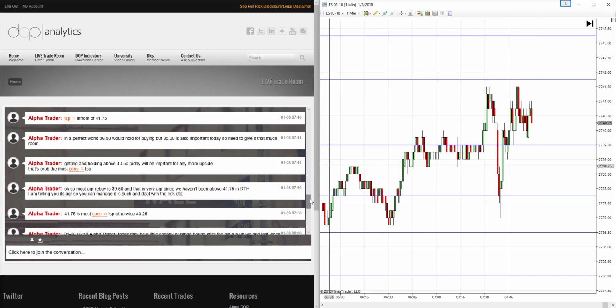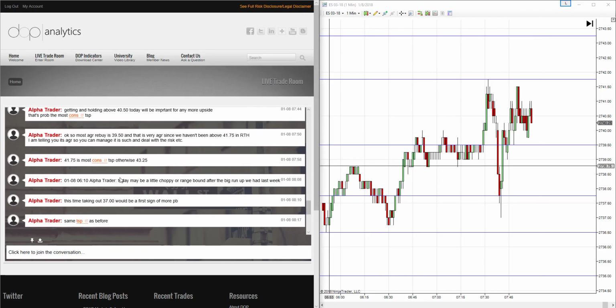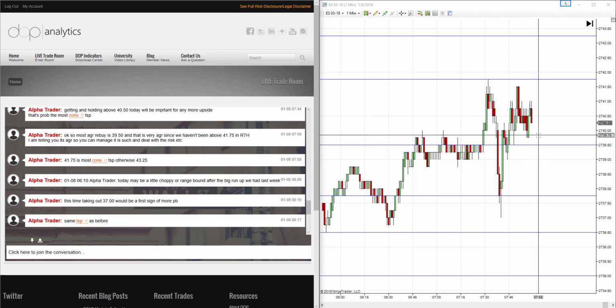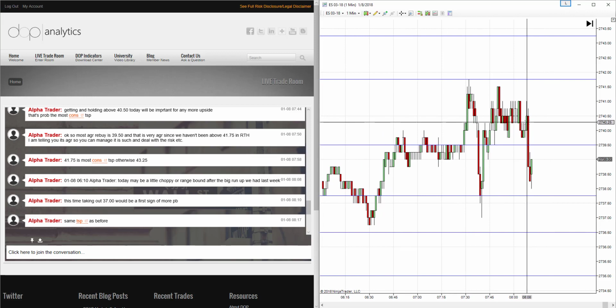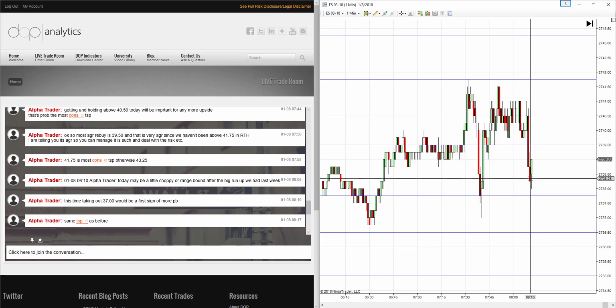One of the comments in the pre-open notes that was copied and pasted here was that today may be a little choppy or range bound. This was posted 20 minutes before market open, and sure enough, that's what we've been experiencing so far today: choppy and range bound, just sideways in this tight range. That happened at 8:08, which is all the way over here. And at 8:10, one right here on this red candle.